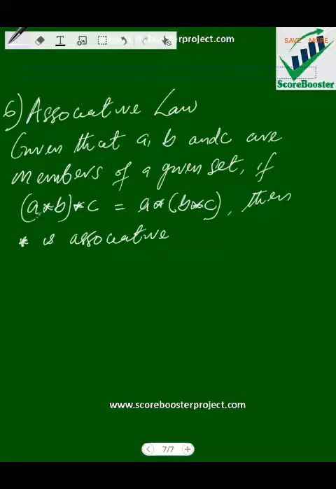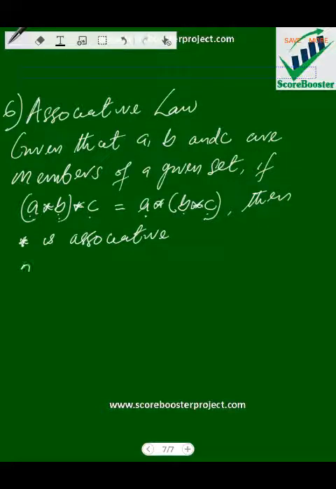You can see A and B are friends here. C is standing alone. But when you come here, A is standing alone, B has left A and went to meet C. So B associates with A here, and here B is associating with C. Then we say such an operation is associative. Let me take an example.